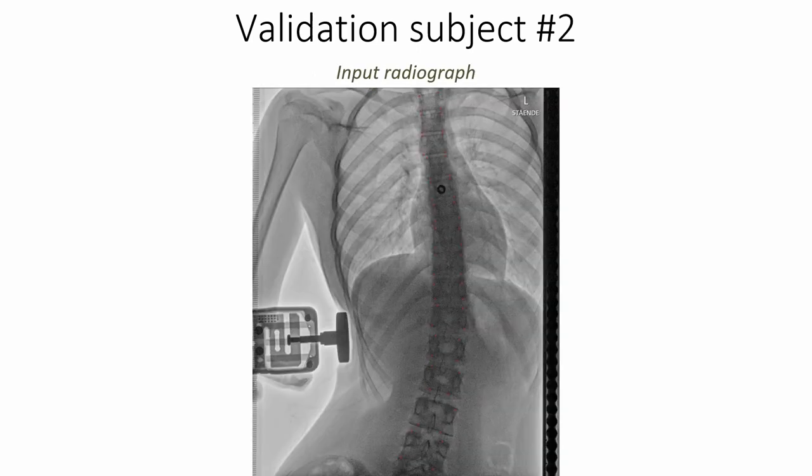Next, we show the validation results for the rest of the participants. Across all participants, the average error per vertebra feature is 3.3 mm.